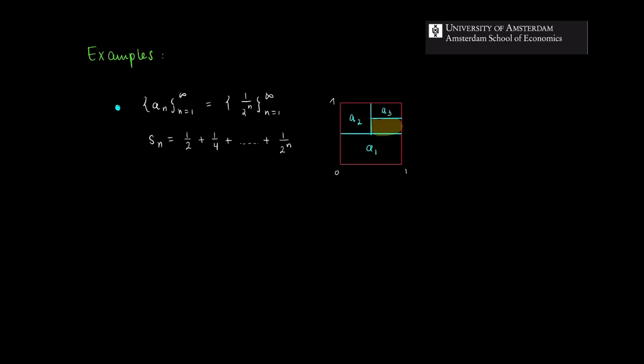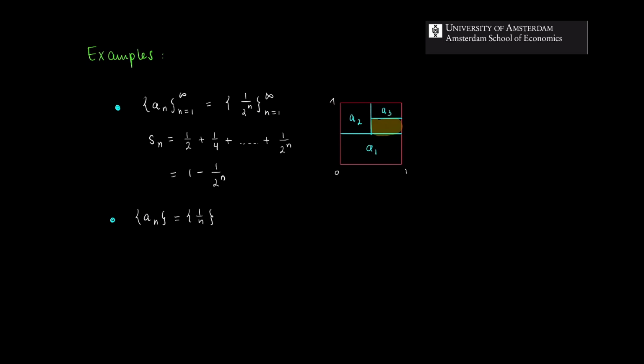So the remainder here is the yellow area. And what we see is that this remainder, the area of the square minus the partial sums, equals the last element in this sequence. Yeah, so the yellow part here is equal to A3, or 1 over 8, right? So we can find an explicit formula for the partial sums, which equals 1 minus a half to the power n.